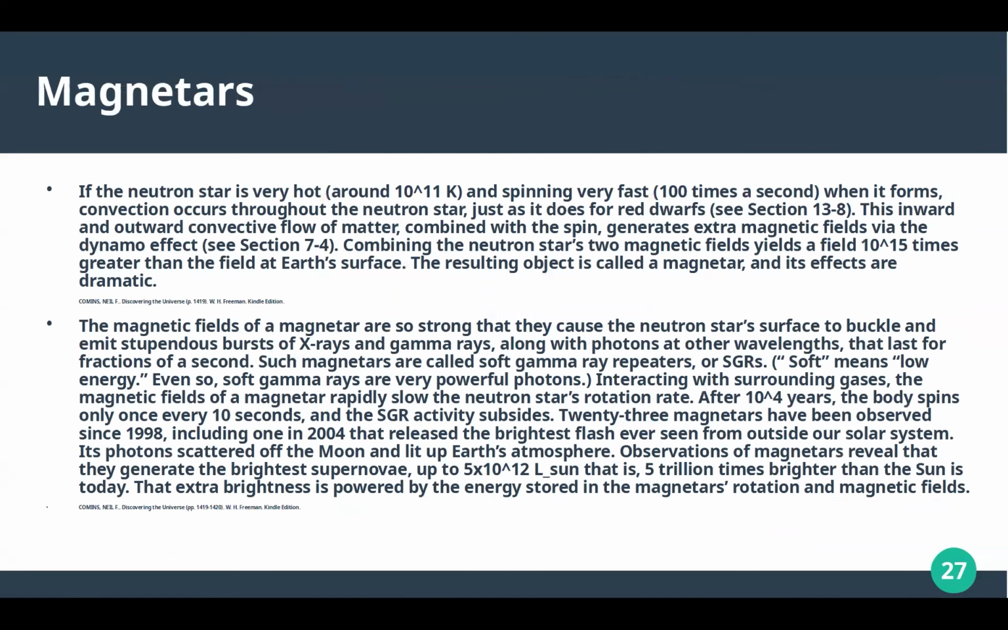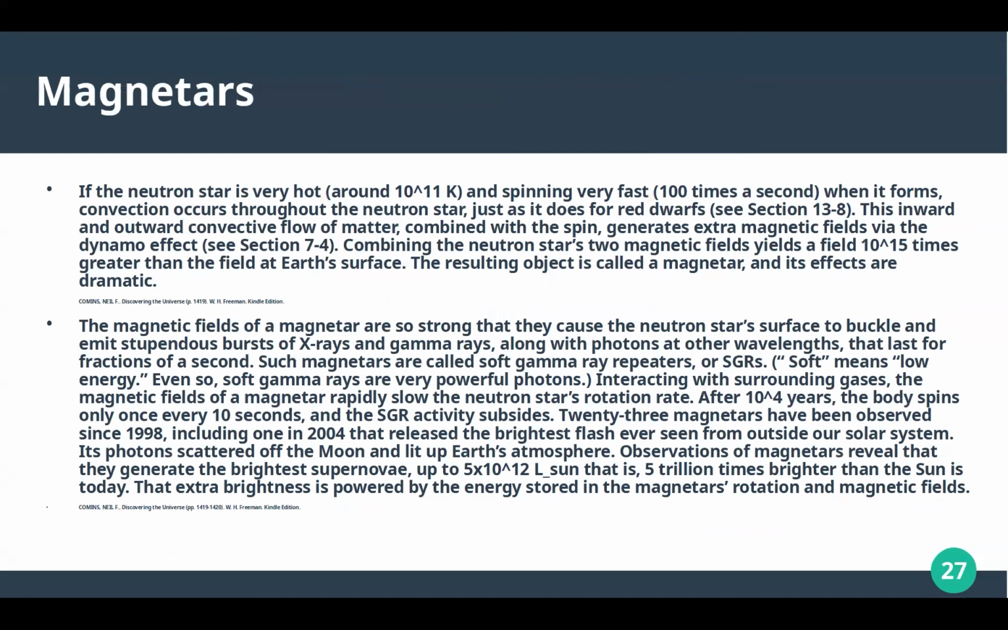If the neutron star is very hot, around 10^11 Kelvin, and spinning very fast, 100 times a second, when it forms, convection occurs throughout the neutron star just as it does for red dwarfs. This inward and outward convective flow of matter, combined with the spin, generates extra magnetic fields via the dynamo effect. Combining the neutron star's two magnetic fields yields a field 10^15 times greater than the field at Earth's surface. The resulting object is called a magnetar, and its effects are dramatic.